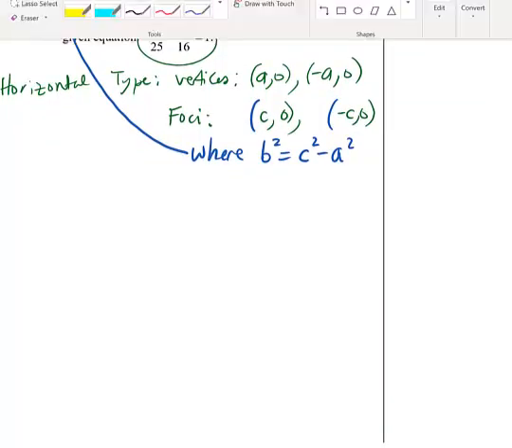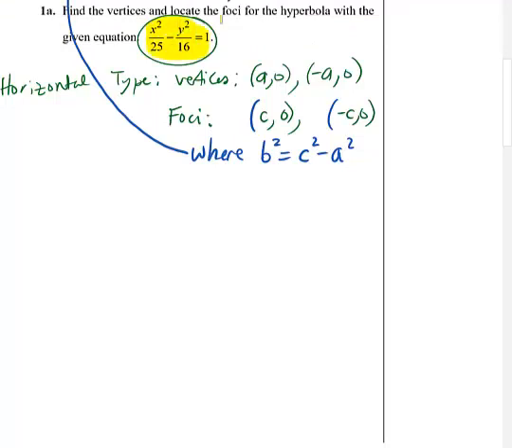So if I look at the equation I'm given here, x squared over 25 minus y squared over 16, a should be, like we saw before, the square root of the number below x, so 5, and b should be the square root of the number below y, so 4. If I fill those into all my pieces of information, then I should have what I need.